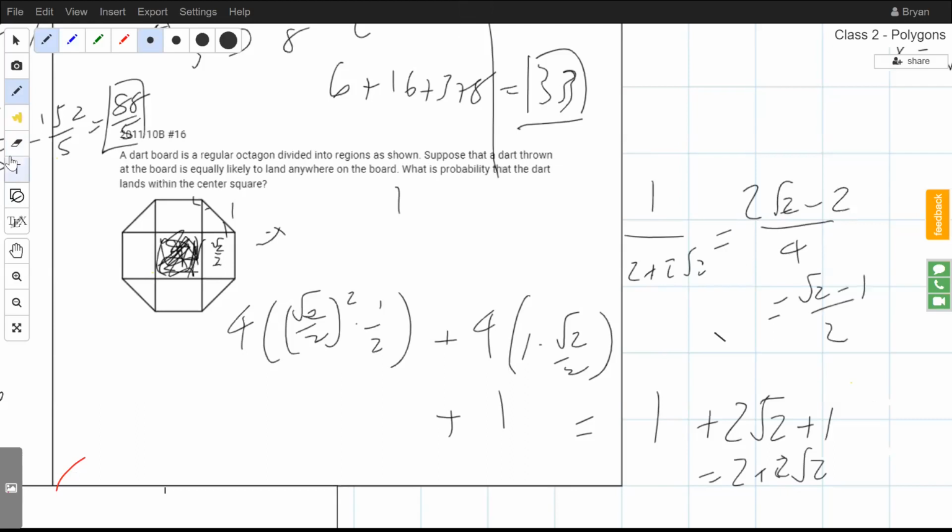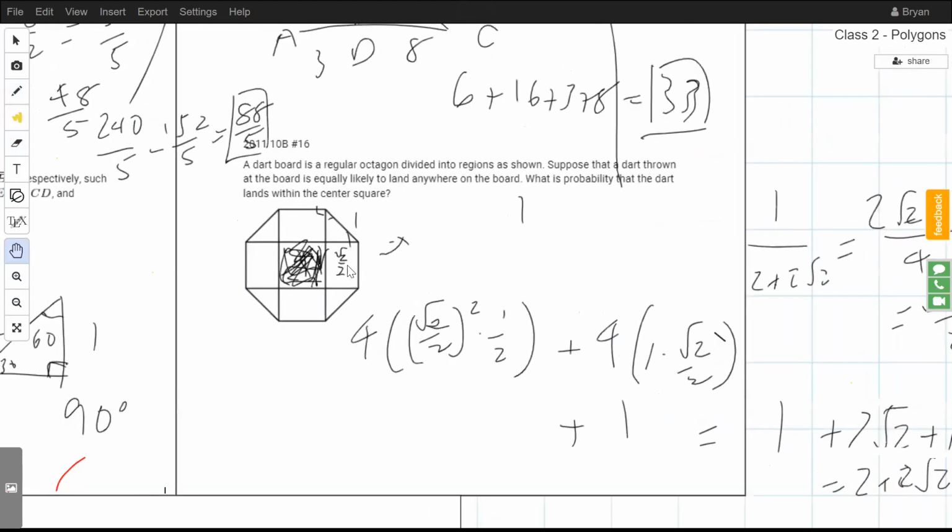Okay, now that might have been a bit fast, so I'll re-explain this a little bit. The problem itself, I'm assuming you've all read it at least. It wants to find the probability the dart is landing on the center square. From that, we know the problem is really asking for the area of the center square over the area of the entire octagon, because it's equally likely to land on any point on the board.